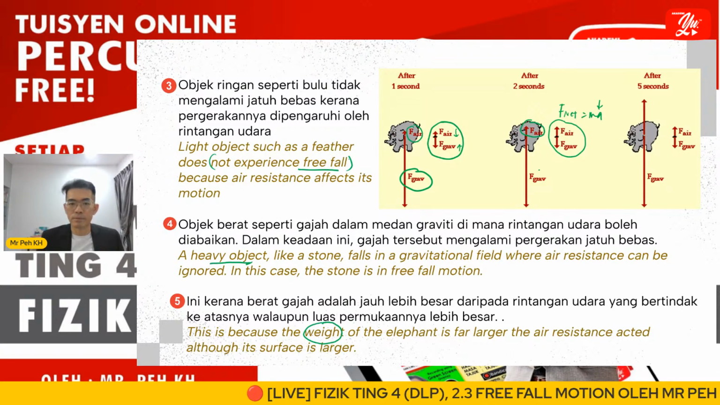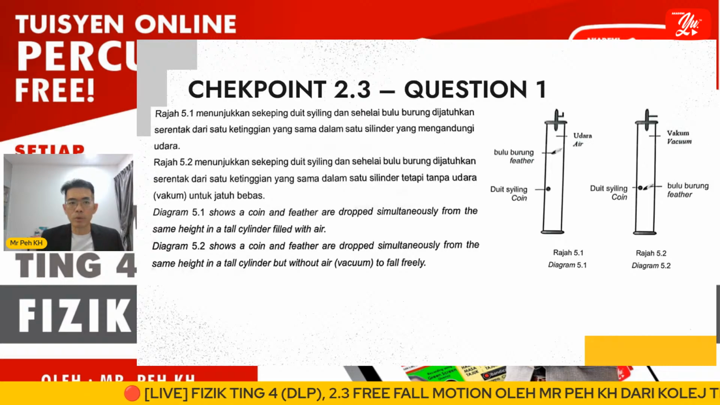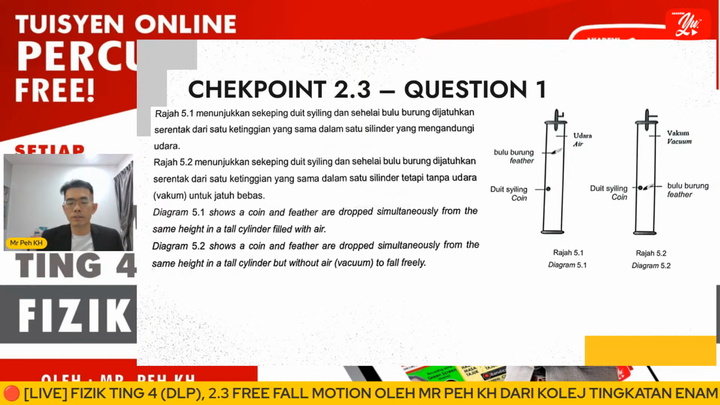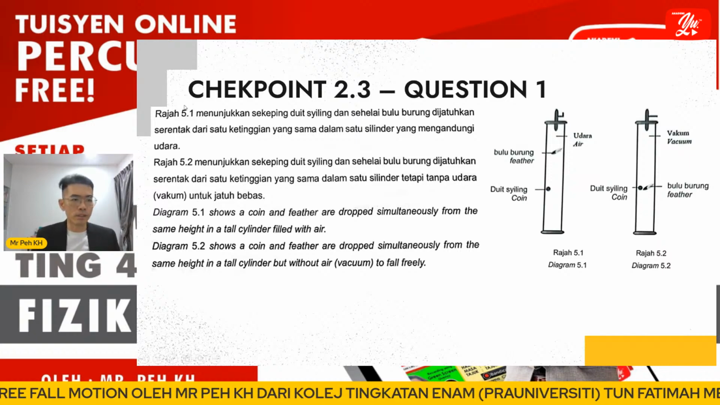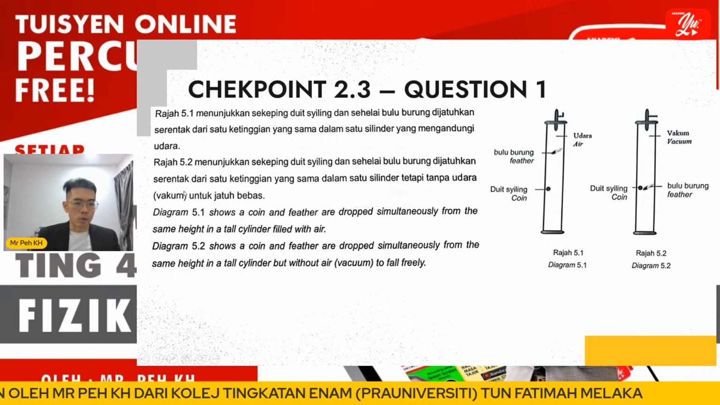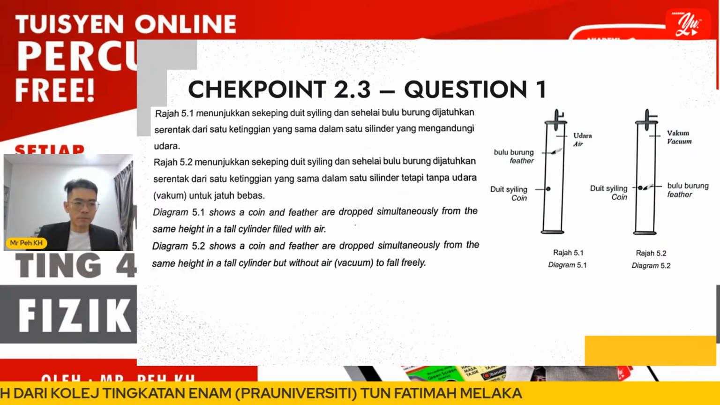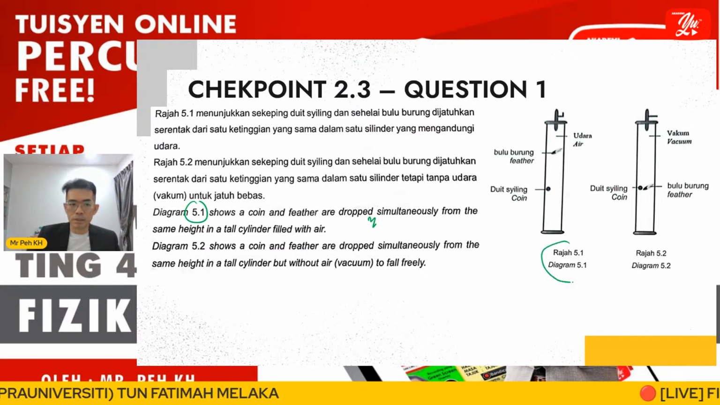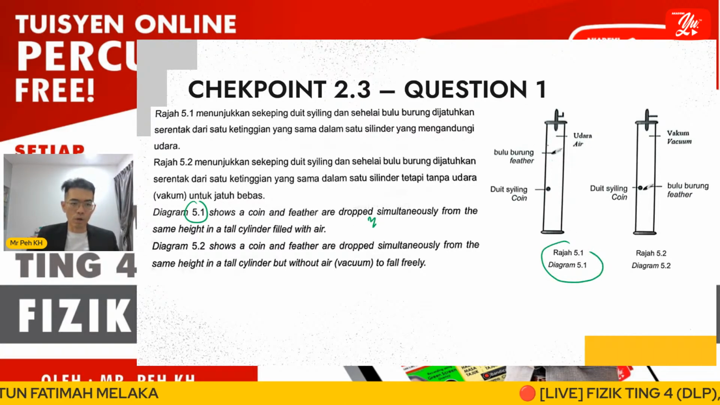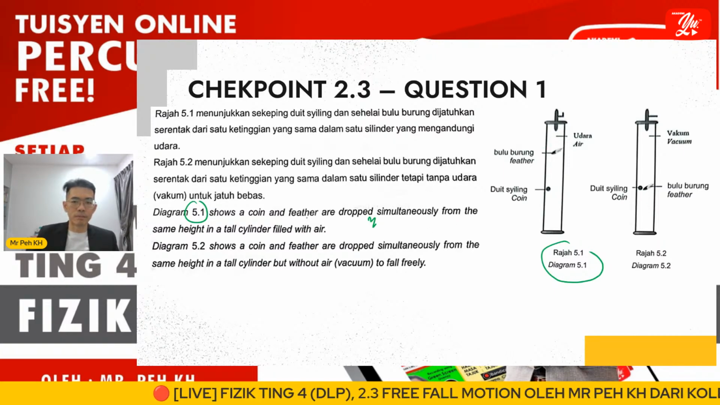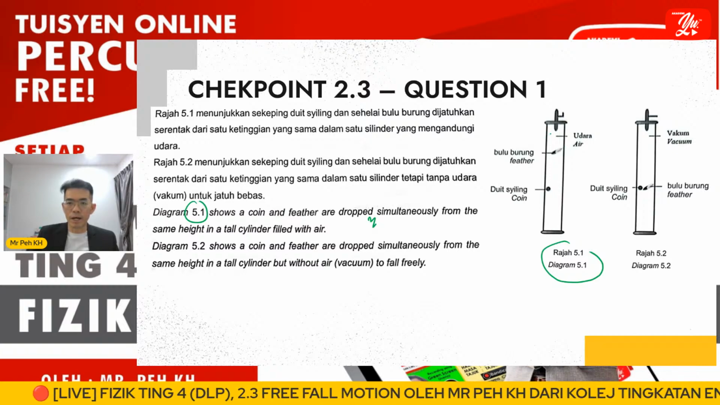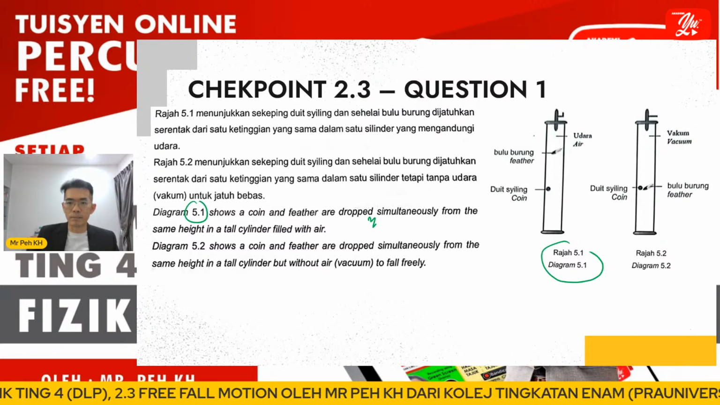in the atmosphere. Okay, so here let us go through one checkpoint question related to learning centre 1. The question is like this. Diagram 5.1 shows a coin and a feather dropped simultaneously. Simultaneously means they drop at the same time, from the same height. So they both drop from the same height first.